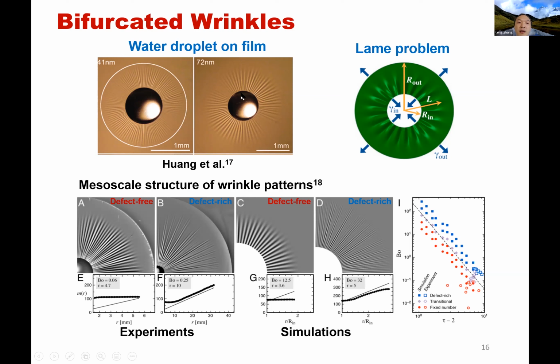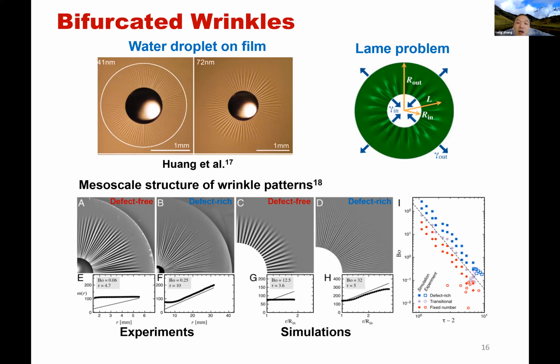Previously, in the Science paper, Huang and collaborators put a water droplet on a thin film, but the thin film was relatively small, and the water droplet was also small. In our experiments, we go to larger scales. You can see that for the radius, in panel A the radius is 6 millimeter and in panel B the radius is 30 millimeter. So we change the size of the thin film and also the radius of the water droplet. We can observe two different regimes.